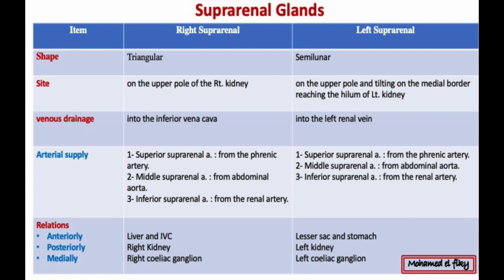Relations, or most important relations. Anterior to the right: liver and inferior vena cava, but in the left: lesser sac and stomach, also medial to the pancreas and the spleen. Posterior to the right one, right kidney, and posterior to the left one, left kidney. Medially, right celiac ganglion, with left celiac ganglion to the left suprarenal gland.